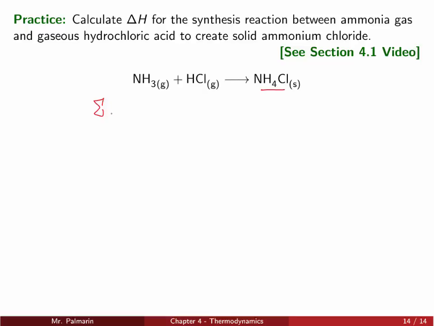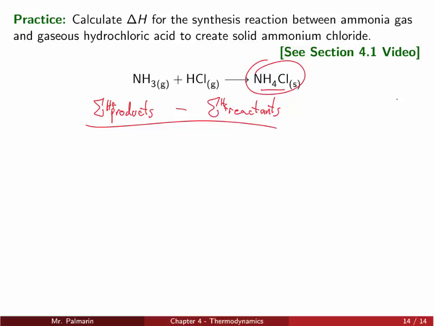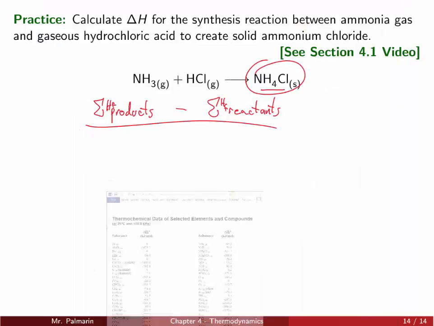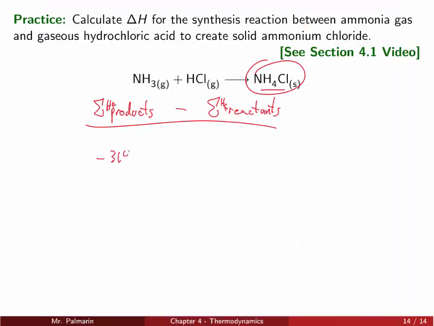And here we go. Sum of the products minus the sum of the reactants. We're talking about heat of formation, of course, HF. So here's the product. We're looking up ammonium chloride first. Here it is right here, solid, negative 314.4. So we have negative 314.4. I'm just going to put this in square brackets here. It's subtracted by, I'll put another square bracket, the sum of the reactants.